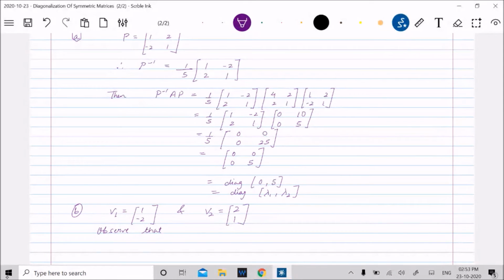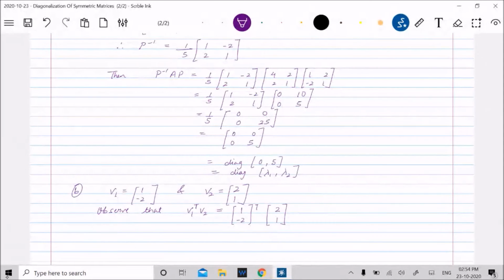Observe that if you multiply V1 with the transpose of V2, this is an observation. And this is not just a coincidence, it will happen every time. See, sorry, I should write it this way, transpose of first and second. V1 transpose 1 minus 2 transpose, and then V2 2 1. And you know that transpose of a column matrix is actually a row matrix, you know this, and 2 1.